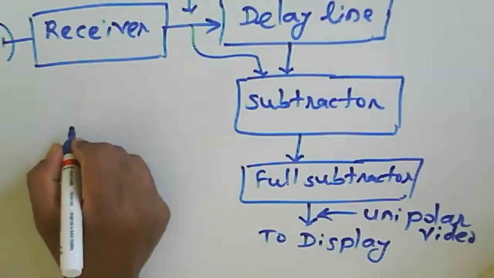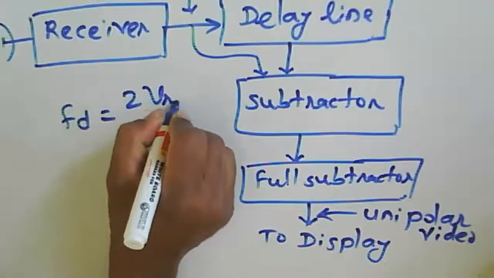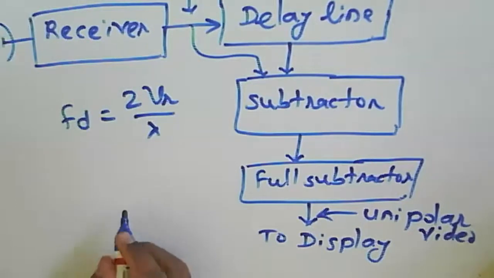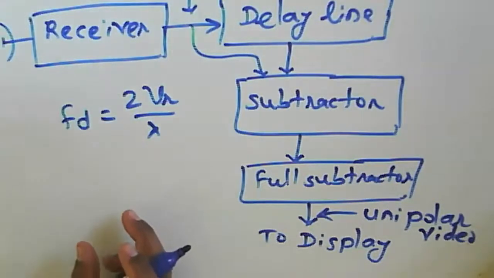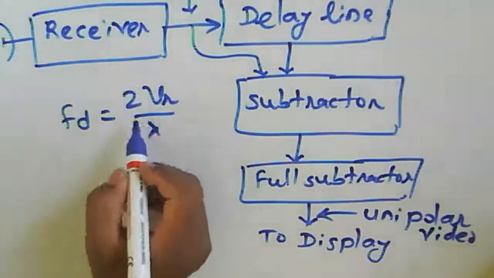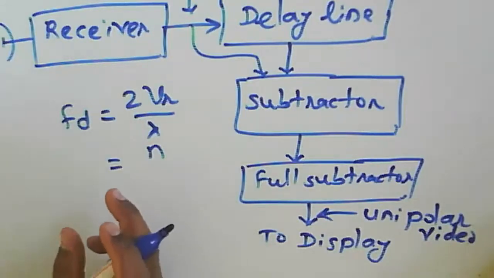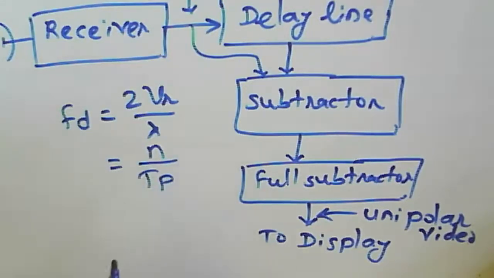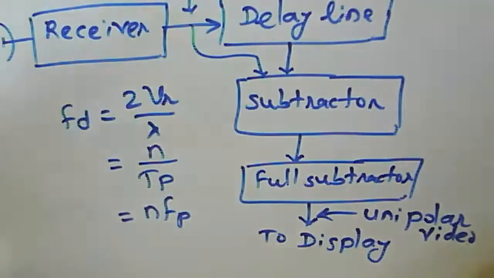Blind speed occurs when we have fd equal to twice vr divided by lambda, where vr is the velocity of the target. We can also write this in another way, in terms of the number of repetitions of the frequency occurring in a particular period of time, by Tp, where Tp is the pulse repetition time, or in terms of the pulse repetition frequency. So at that particular pulse repetition frequency, fd, this occurs.